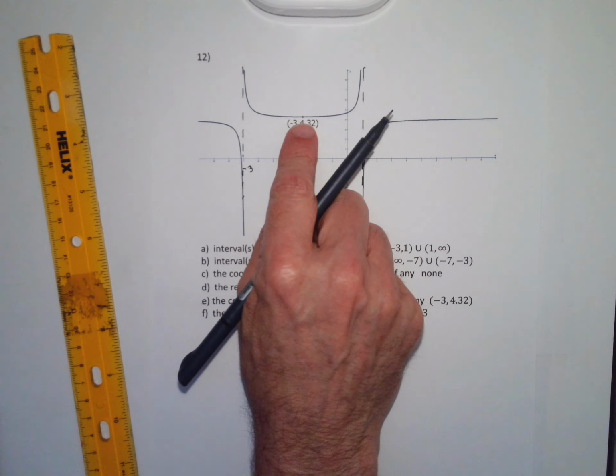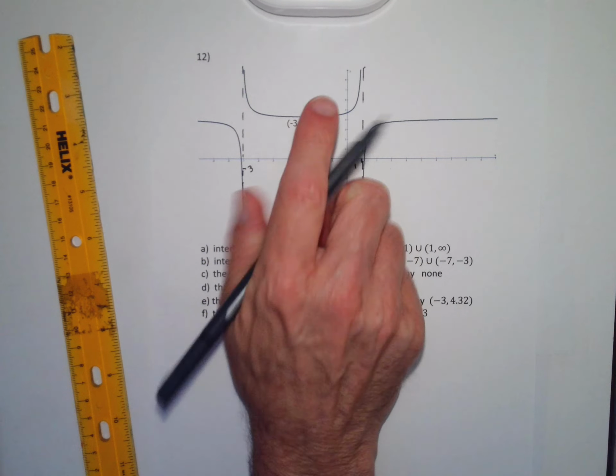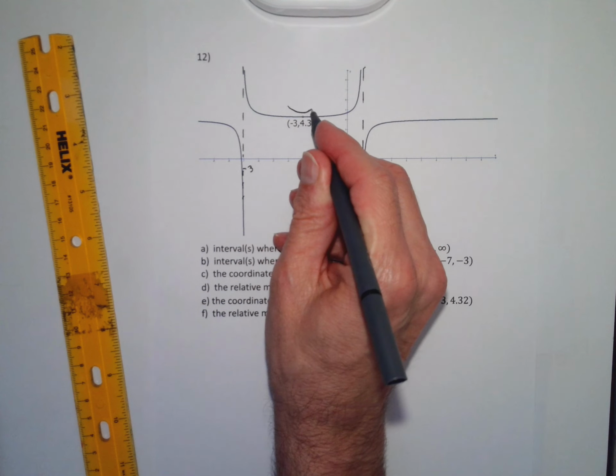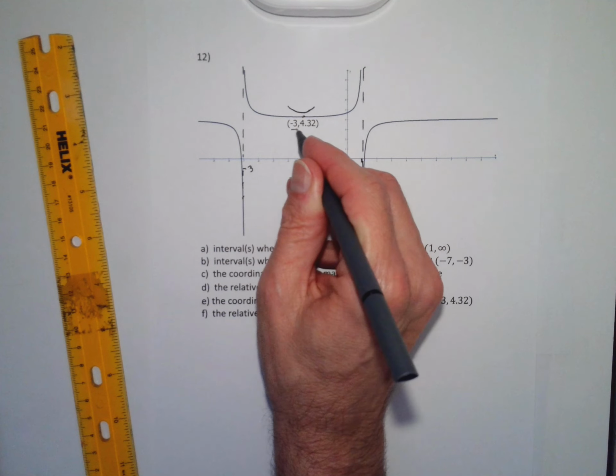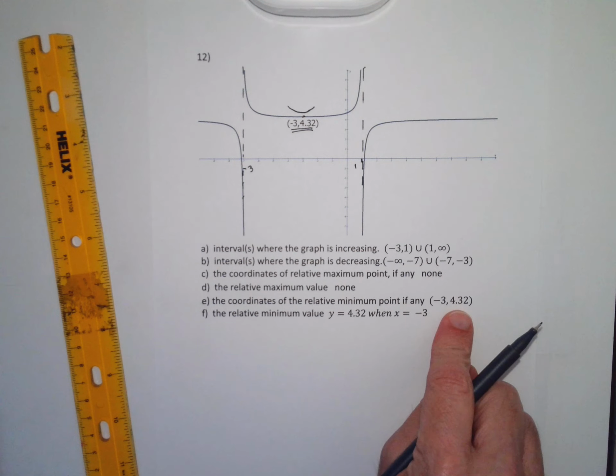In this point right here, this line, this is actually a minimum point. It almost looks horizontal, this line, but it's really subtly dipping and then coming back up. This is going to be the minimum point, and that's going to be winding up in my answer to part E. I don't have a maximum point.